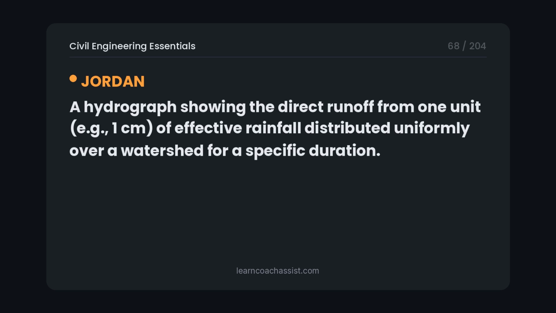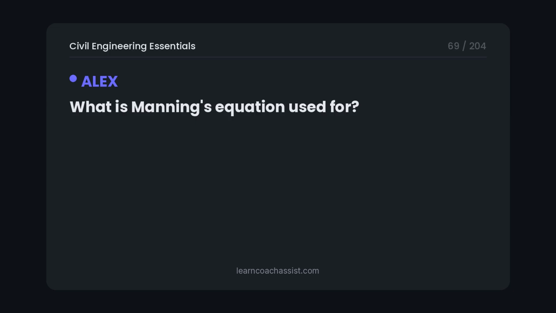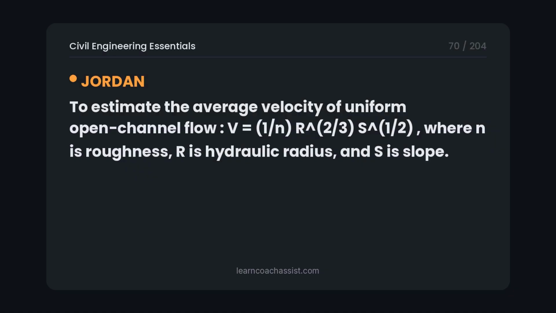What is Manning's equation used for? To estimate the average velocity of uniform open channel flow, V equals 1/n R^(2/3) S^(1/2), where n is roughness, R is hydraulic radius, and S is slope.